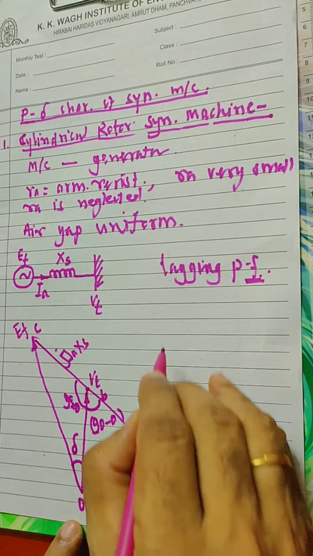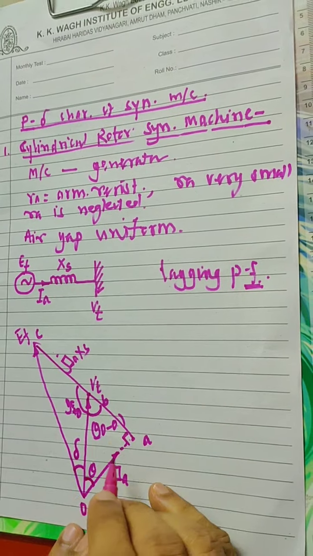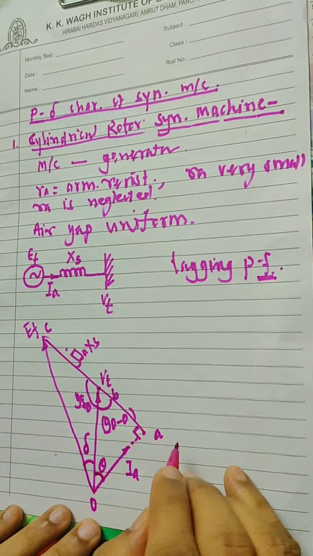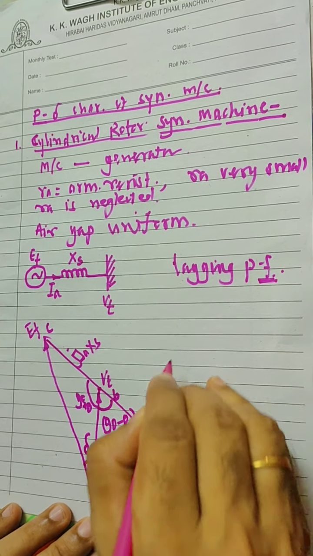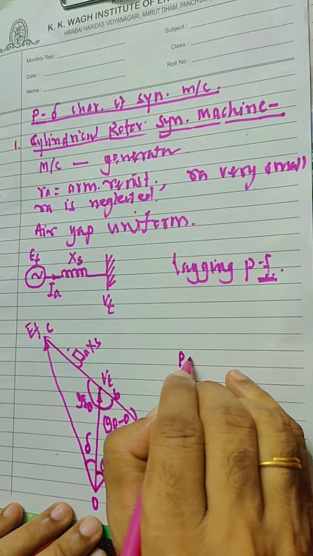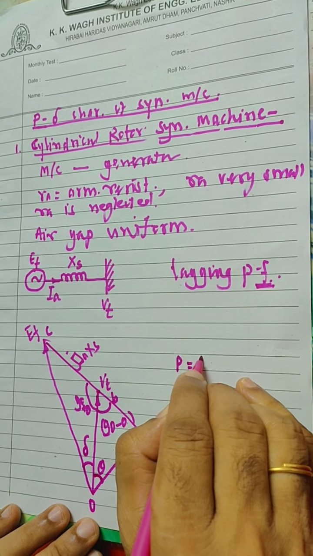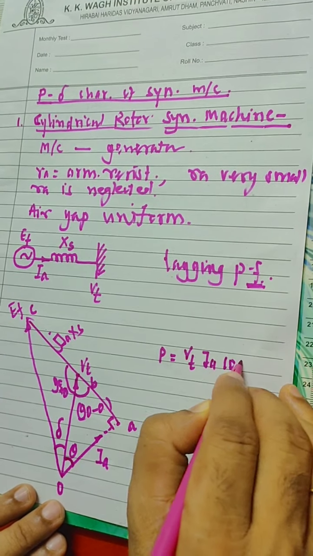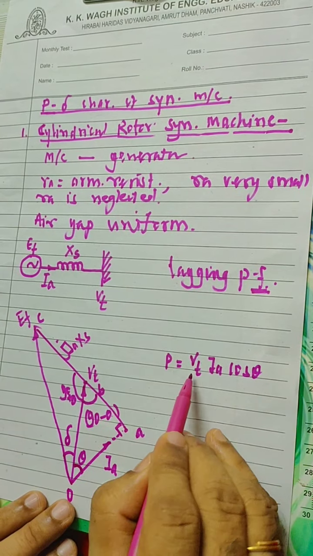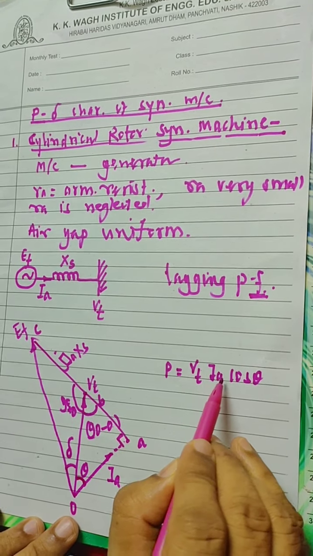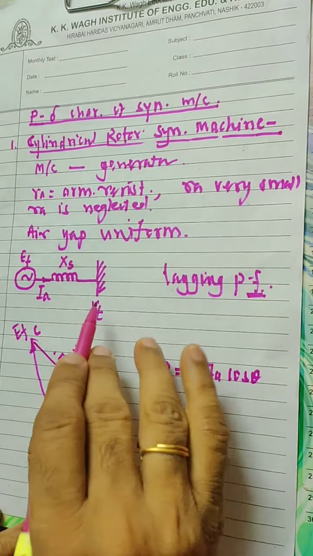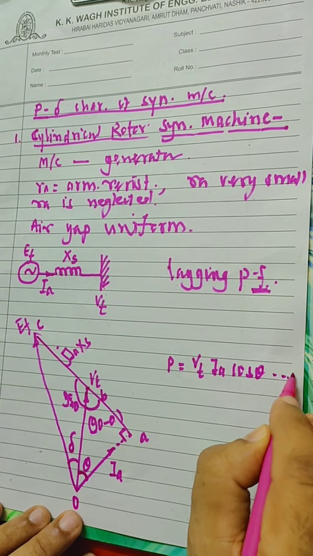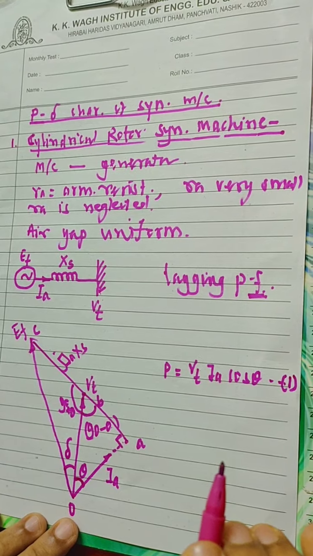Now the power delivered to the infinite bus by the synchronous generator is P equals Vt Ia cos theta. This is the power delivered per phase to the infinite bus by the cylindrical rotor synchronous generator, and this is equation 1.